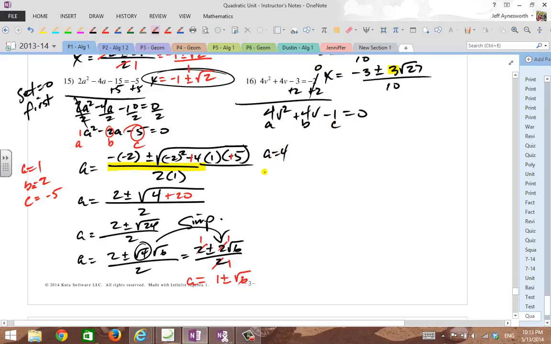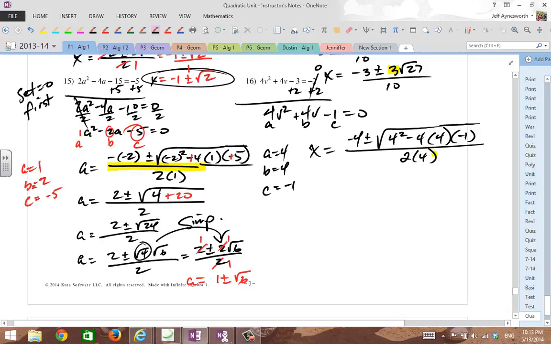So let's write them down. A is 4, B is 4, C is negative 1. Always write down your values so you get organized. Negative B is negative 4 plus or minus the square root of B squared, so 4 squared, minus 4 times A times C, all divided by 2 times A, which is 4. That's substituting. Simplify it a little bit. We have negative 4 plus or minus the square root of 16, since 4 squared is 16, minus, and I cancel out the negatives here, so plus 16 times 1 is 16, divided by 8.